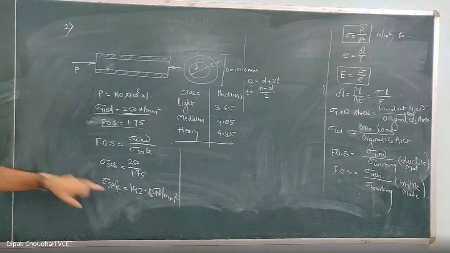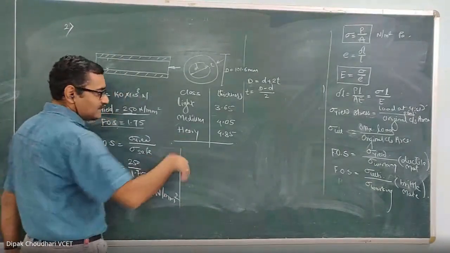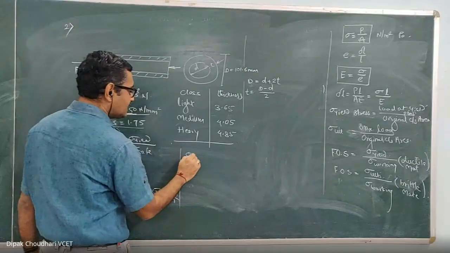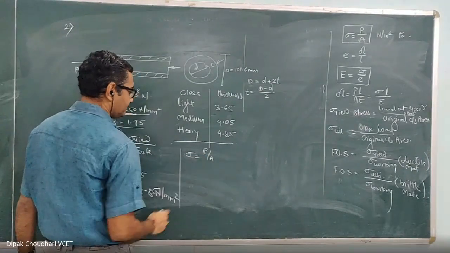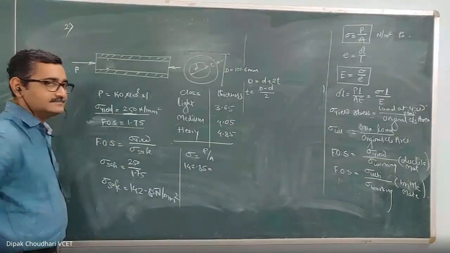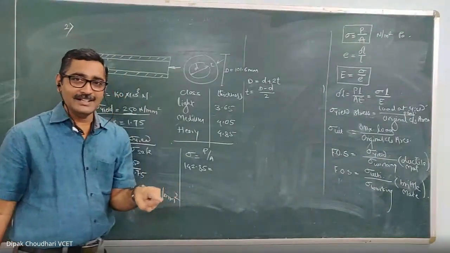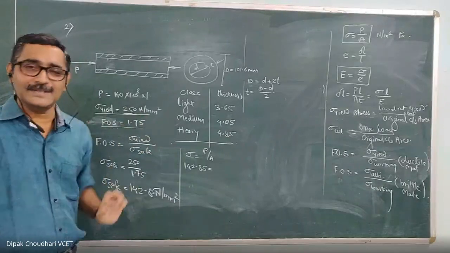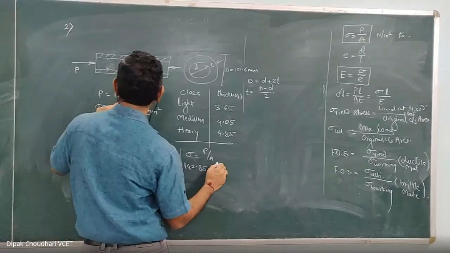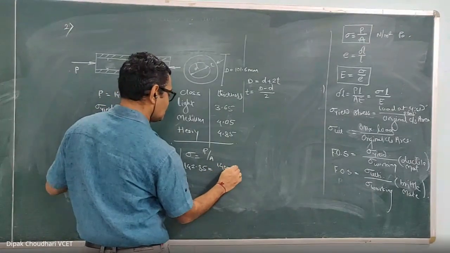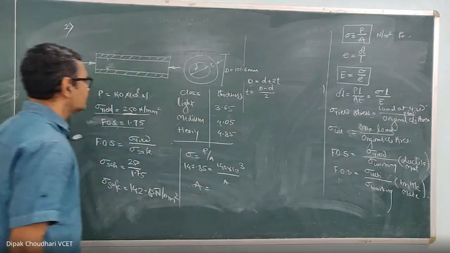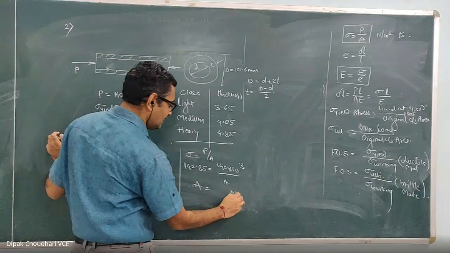Then next, with the help of this safe stress, we will calculate the safe area first. We know that the safe stress equals P upon A. The safe stress is 142.85. Don't take the yield stress here; the yield stress will also give you an answer, but that will not be safe with this factor of safety. So 142.85 equals 140 into 10 raised to 3 upon area. From this you will get the area in millimeter square. Calculate and tell me.